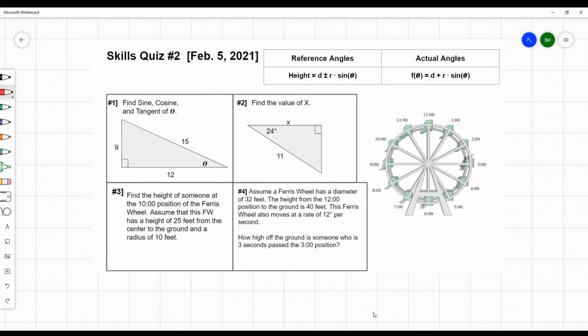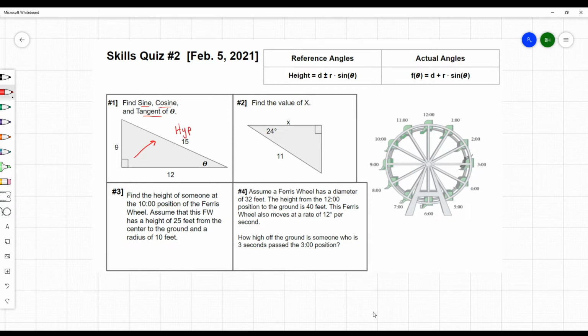We'll start with number one, obviously. The purpose of number one was finding the cosine, sine, and tangent of this theta, this angle here on this triangle. The first thing I would do is understand the positioning of the sides in terms of the labeling. If we have an angle here, we know for sure that anything across from a 90-degree angle in a right triangle is going to be the hypotenuse.